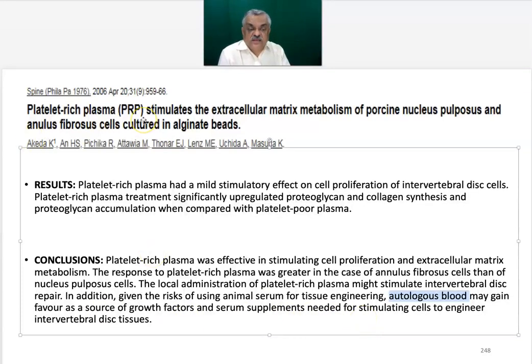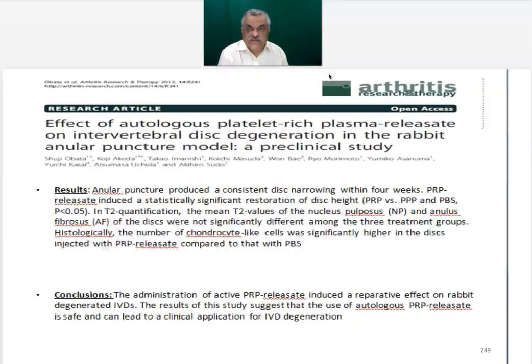Now this was about PRP. Now as you know, we are using PRF. So this is a study of autologous platelet-rich plasma on intervertebral disc degeneration in a rabbit annular puncture model, and the conclusion is that the administered active PRP induced a reparative effect, and the results suggest that use of autologous PRP is safe and can lead to clinical application. So we have shown you the use of PRP and PRF.